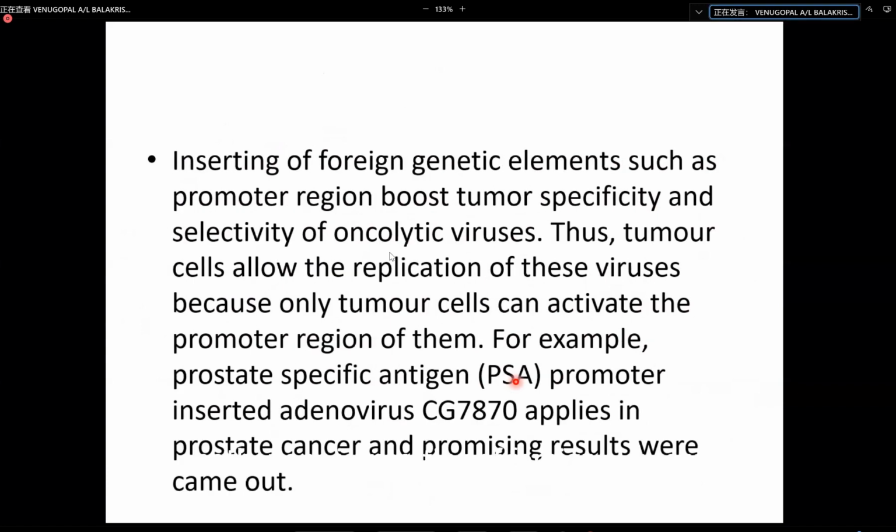Another one is inserting foreign elements such as a promoter region to boost tumor specificity and selectivity of the oncolytic virus. Thus, the tumor cells allow the replication of this virus because only tumor cells can activate the promoter region of them. For example, the prostate-specific antigen, PSA, promoter inserted adenovirus TG7870 is applied in prostate cancer and promising results came up.